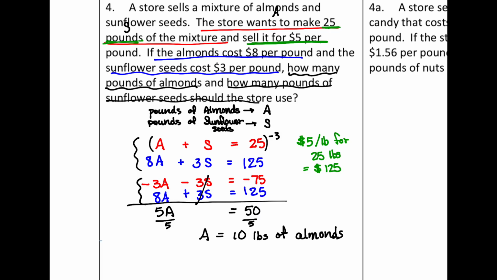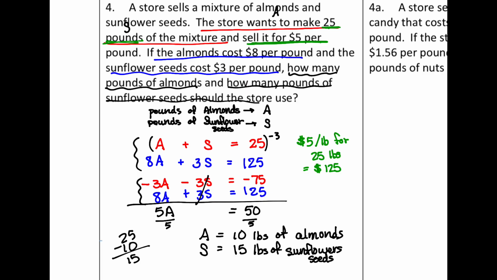Okay, how do I find the amount of sunflower seeds needed? You know that it's going to be 25 pounds, right? So 25 minus the 10 is 15. So 15 pounds of sunflower seeds. That's a long label.